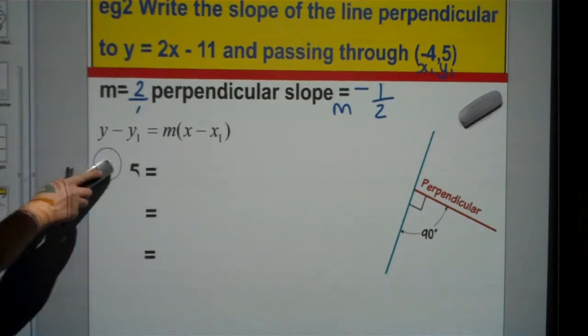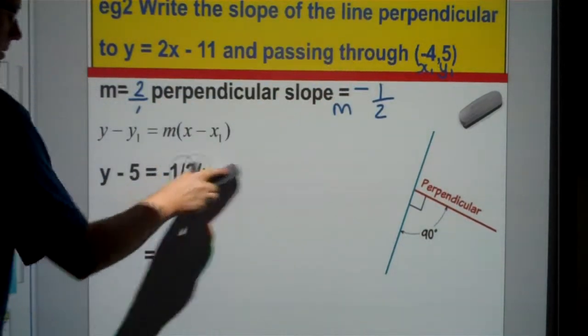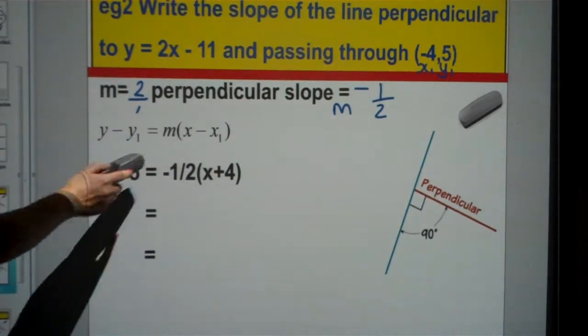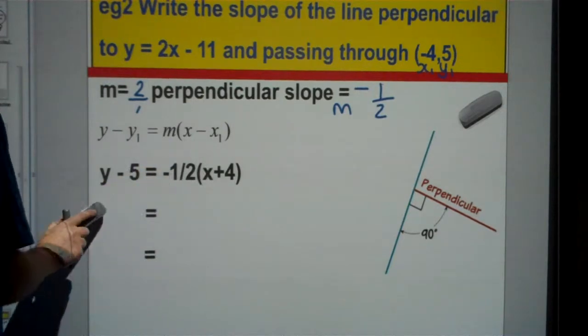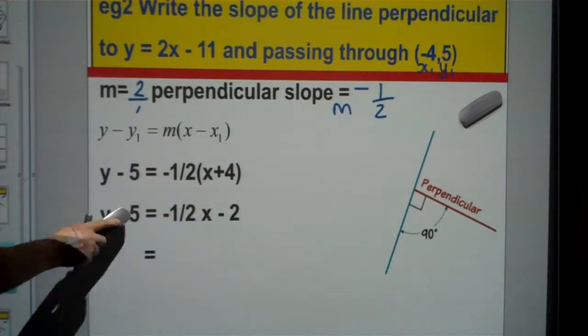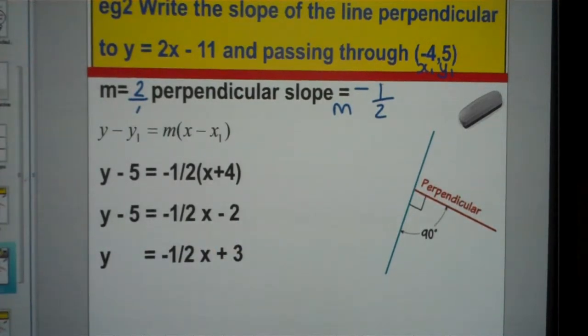So y1 is 5, x1 is negative, so if I subtract negative 4, that's going to make a positive 4, and I substitute it for my slope here. Distribute here, negative 1/2 x times x is negative 1/2 x, and negative 1/2 times 4 is negative 2, and then if I add 5 to both sides, I got my equation in slope intercept form.